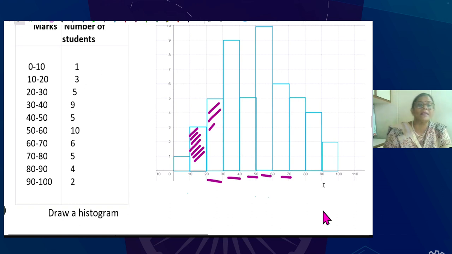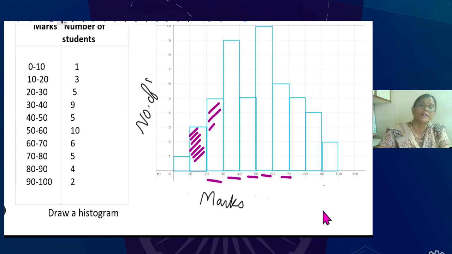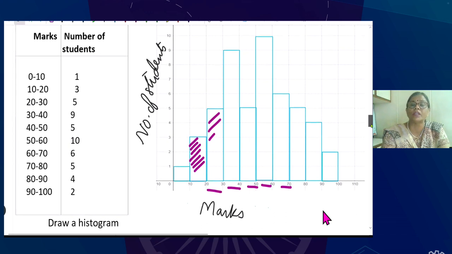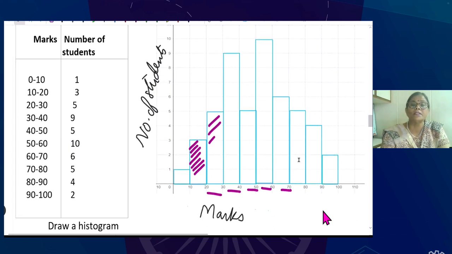So on the x-axis, we have the marks, and on the y-axis, we have the number of students. So these rectangles represent the information. Now again, on seeing this in rectangles, many things can be analyzed. We can always get a clear picture before reading the information. Before reading the information, you can see from this graph what the scores of the students of the class are. Just see the graph.